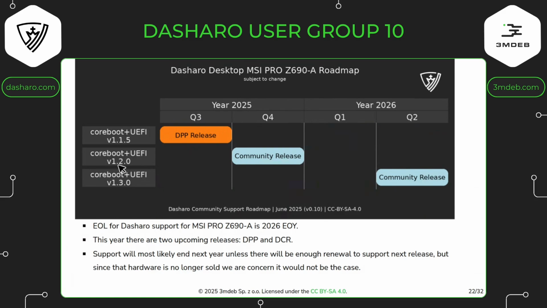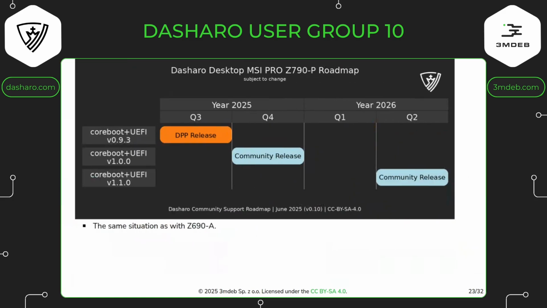Then we're planning to do the community release, which will be a public binary for everyone. And then we plan to do one more next year. And that would be the end of support. But who knows? Maybe we will continue it for some reason. The same situation is with Z790, just the versions are a little bit different, but essentially the same methodology and the same story. Although Z790 is still on the market, and we will see how long the vendor will deliver BIOS updates.